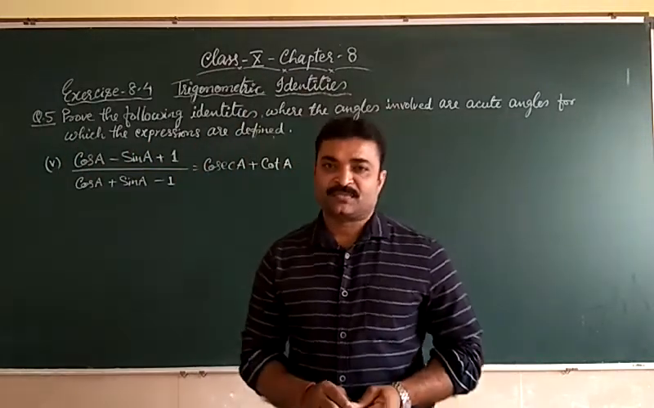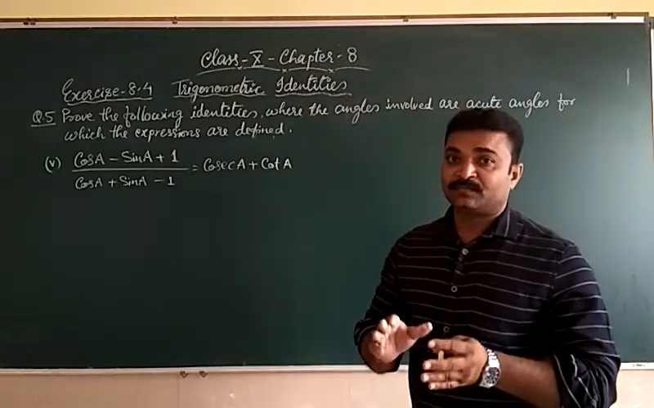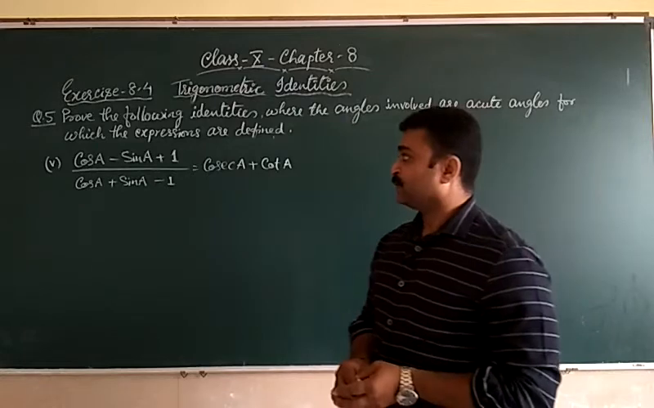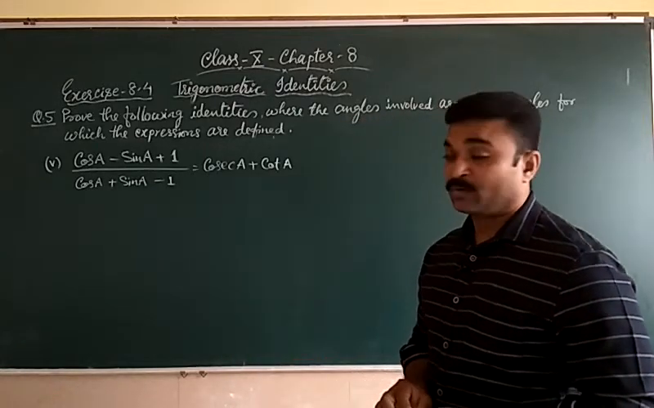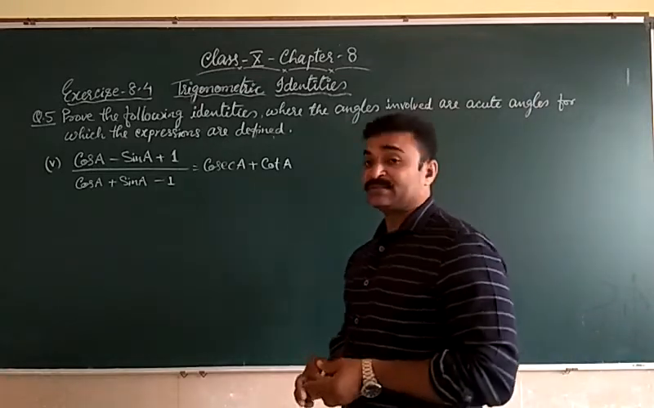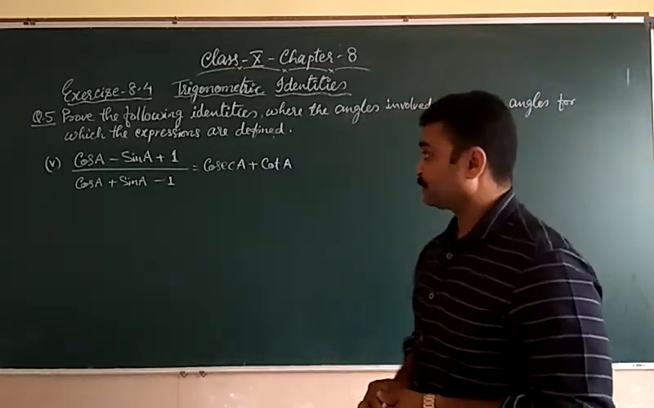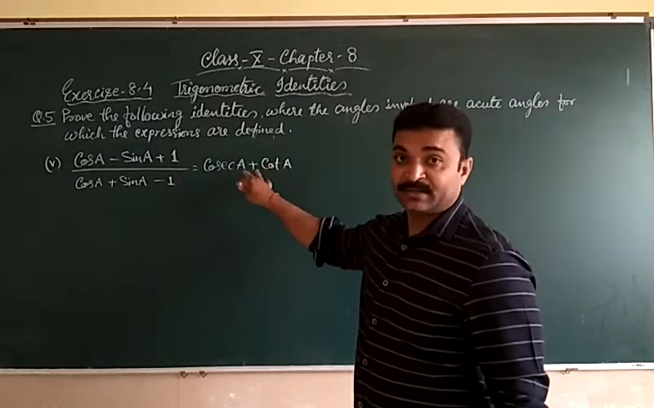Hello students, now we are solving question number 5, part 5. In this question we have to prove (cos A minus sin A plus 1) upon (cos A plus sin A minus 1) is equal to cosec A plus cot A. Students, we have to arrive at cosec A plus cot A.